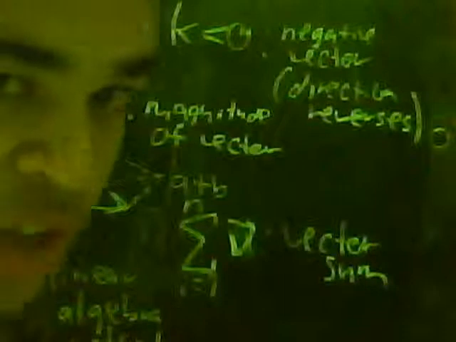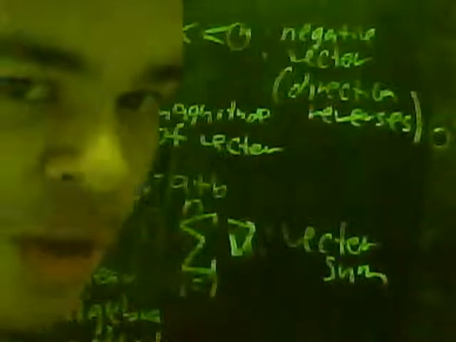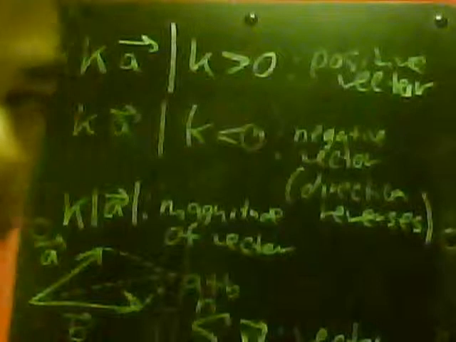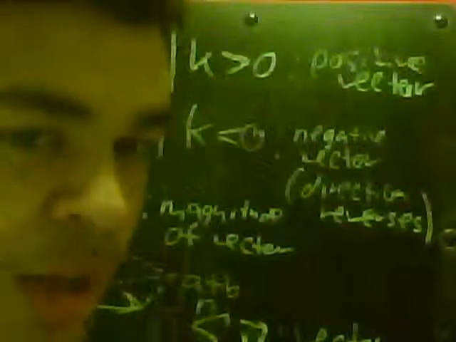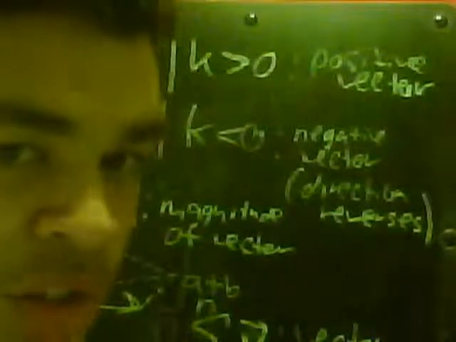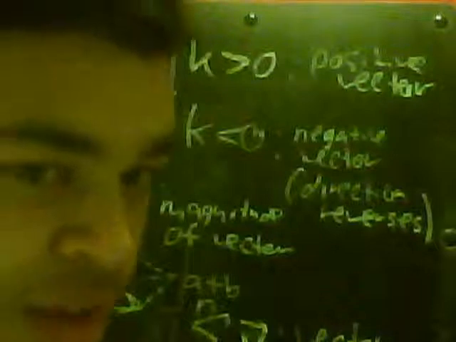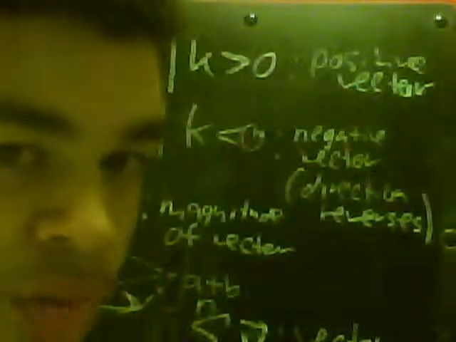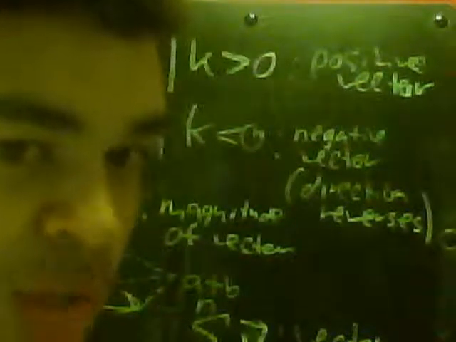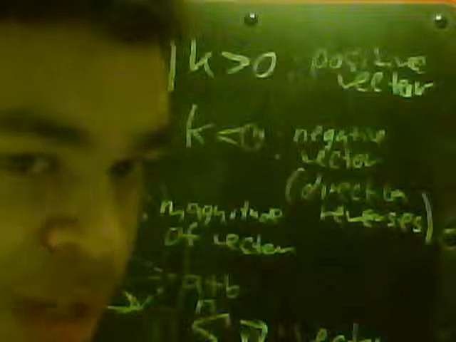So without further ado, we have Ka, where K is a scalar constant, which you multiply by a vector. Okay, so back at the very top, we have K, which is a constant, multiplied by A, which is the vector, such that K is greater than 0, you're going to get a positive vector, assuming your A is positive to begin with.